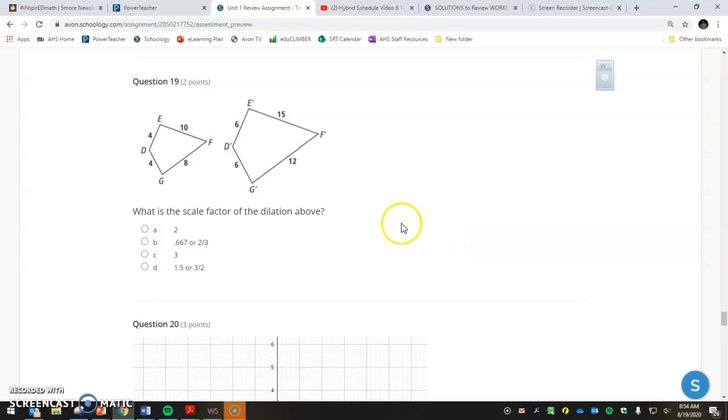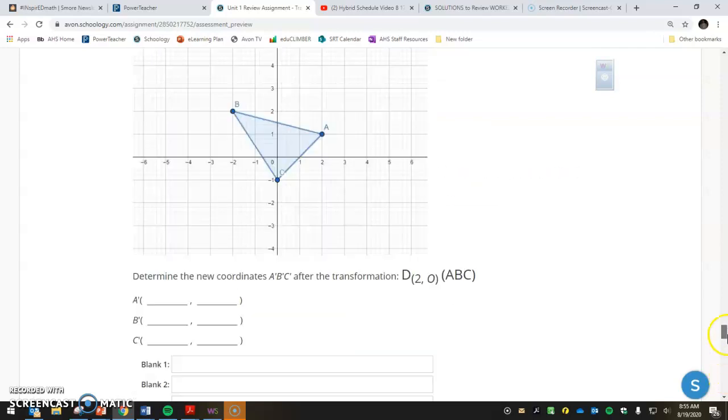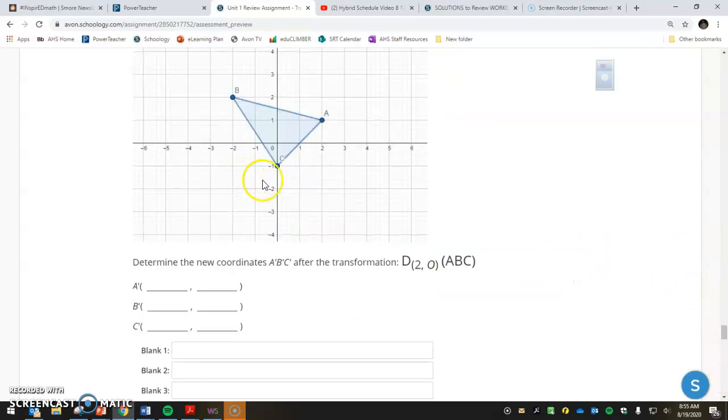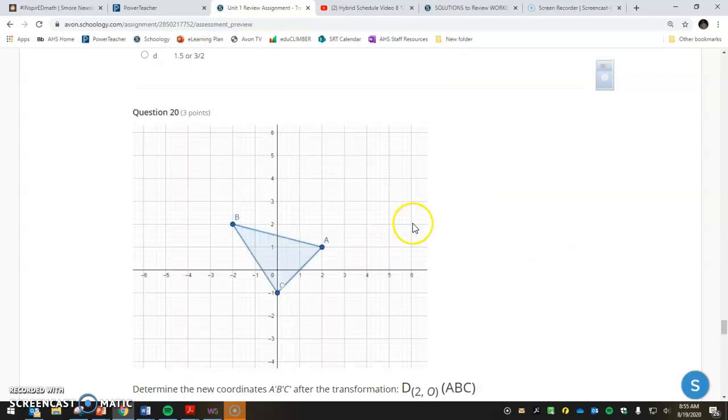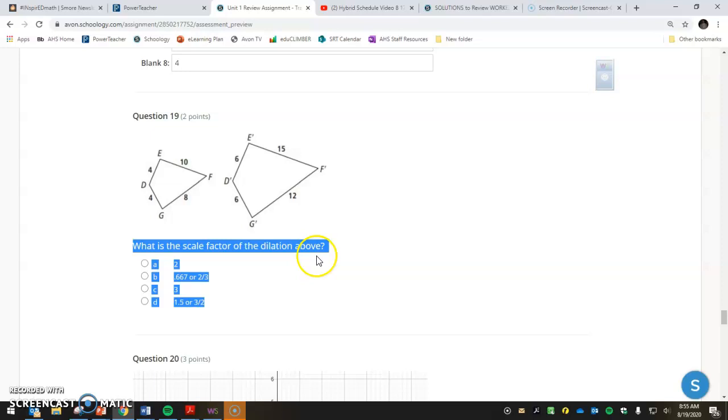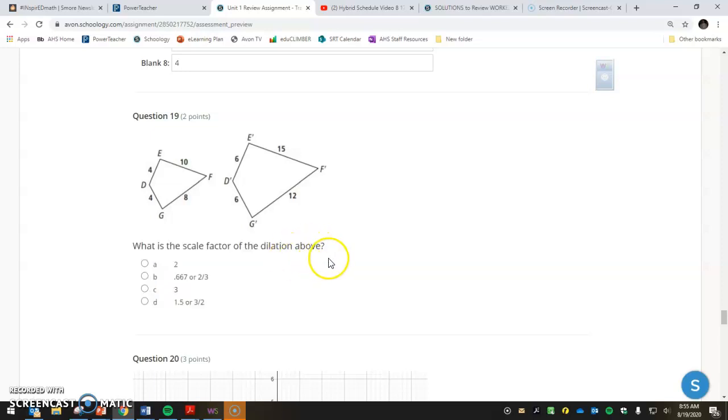Alright everybody, this will be the final video for this Unit 1 review problems worked out. So, we got question 19 left through 23, so it should hopefully go fairly quick. Problems 19, 20 deal with dilation. So, with 19 it says, what is the scale factor of the dilation above?